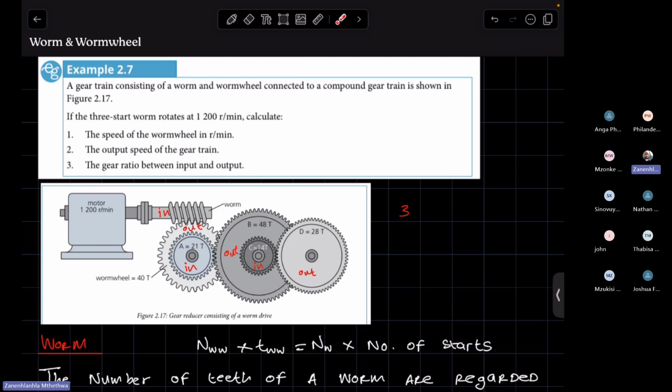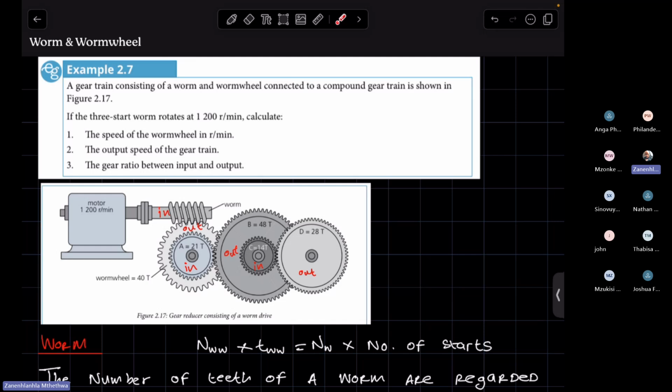Are we clear? It's a bit confusing, sir. Even if, let's say, the worm is connected to more than one tooth of the gear, the one revolution of the worm just means that the gear will only rotate by one tooth, even though it's connected to one tooth each. I'm a bit confused there.